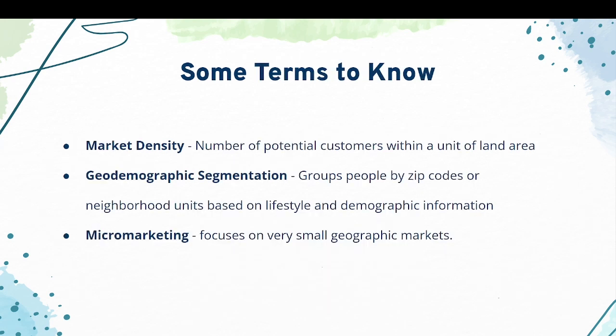Some important terms to make note of are market density, which refers to the number of potential customers within a unit of land area; geodemographic segmentation, which is a process that groups people by zip codes or neighborhood units based on lifestyle and demographic information; and lastly, micro-marketing, which is a style of marketing that focuses on very small geographic markets.